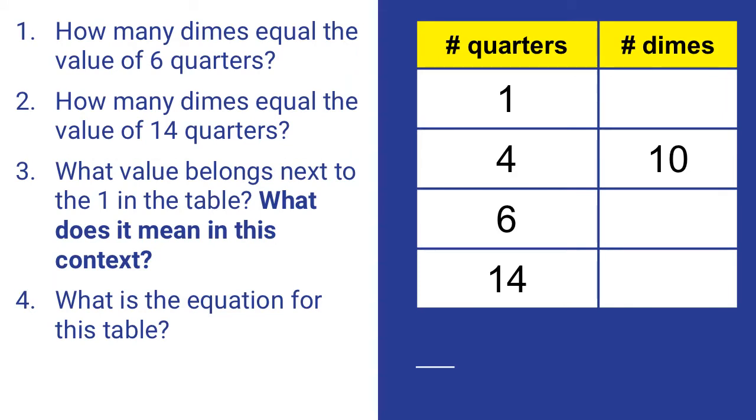So if we look at our quarters and dimes situation, it says: how many dimes equal the value of 6 quarters, how many dimes equal the value of 14 quarters, what value belongs next to the 1, what does the context mean, and what is the equation.